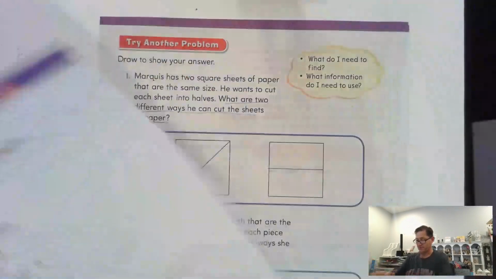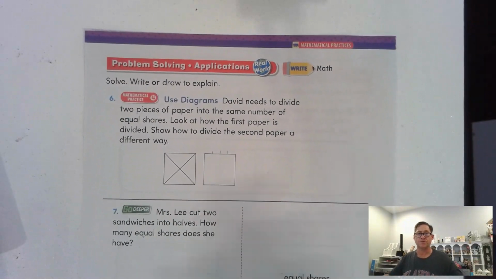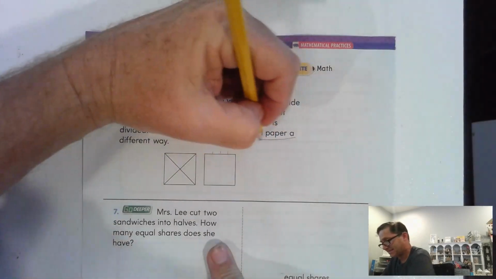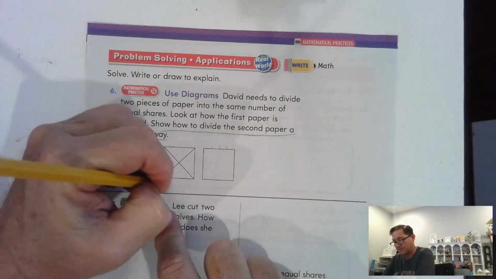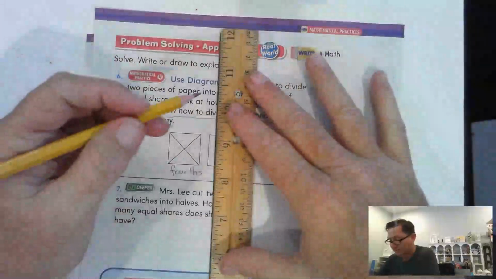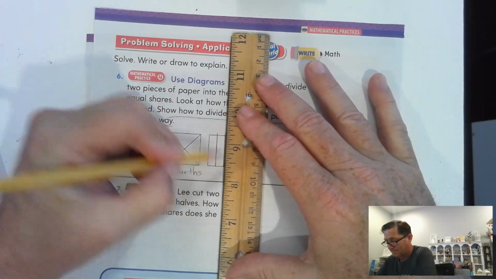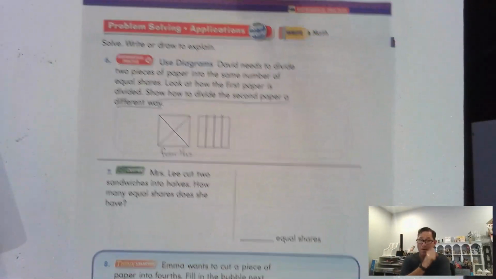All right, let's look at page 564. Solve, write, or draw to explain. David needs to divide two pieces of paper into the same number of equal shares. Look at how the first paper is divided. Show how to divide the second paper a different way. All right, so 1, 2, 3, 4. So this is divided into fourths. So we need to divide this into fourths a different way. So something like that. Fourths.